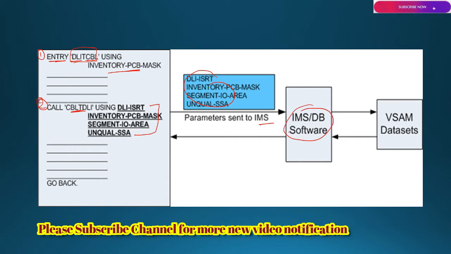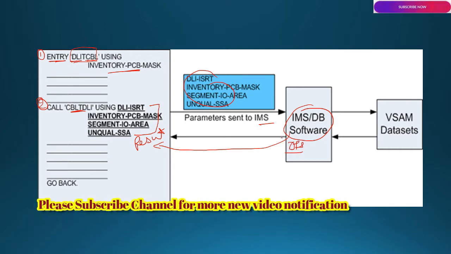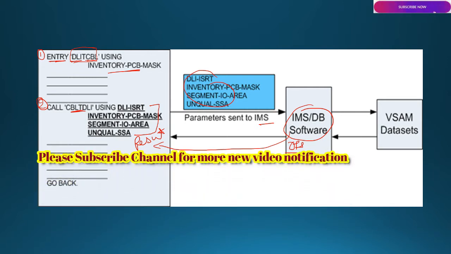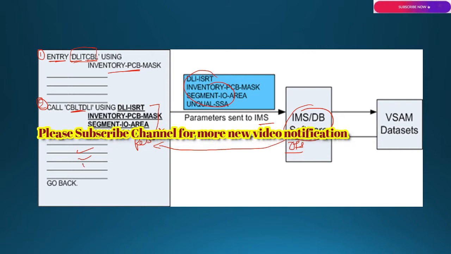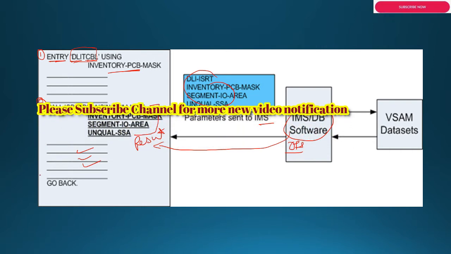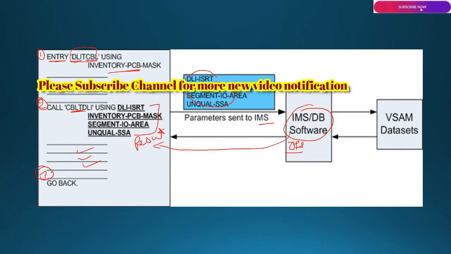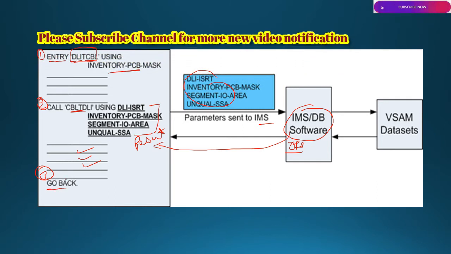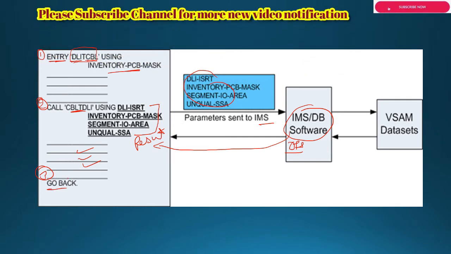Then we get back the result, and we check whether our operations in the IMS DB were successful or not. Then we perform the next activity in our program. And the third statement here is GOBACK. It means return out of the program.